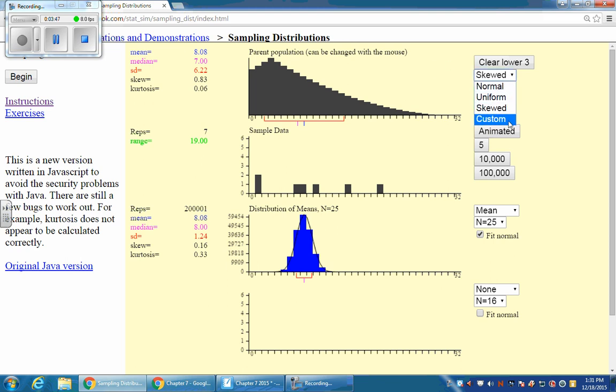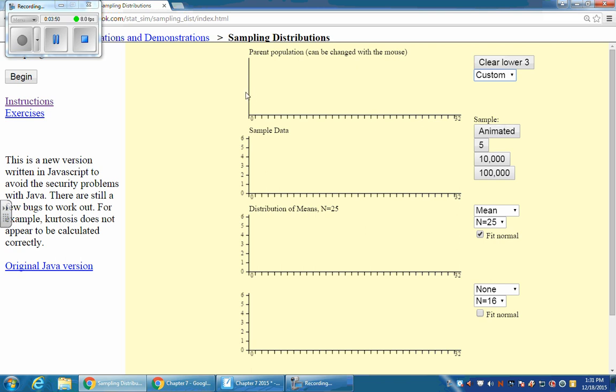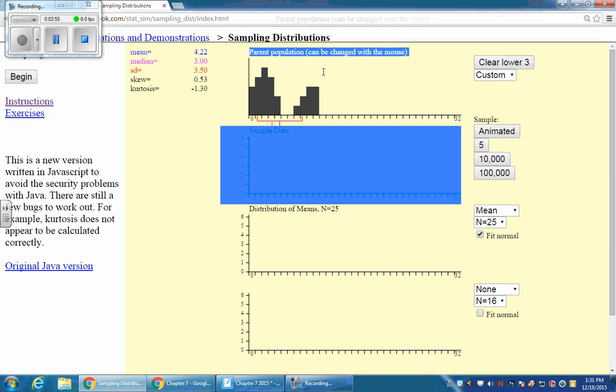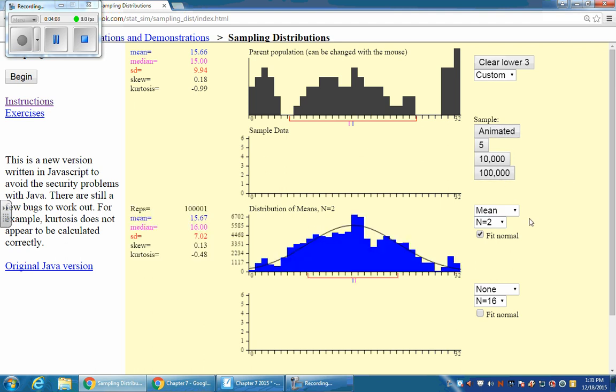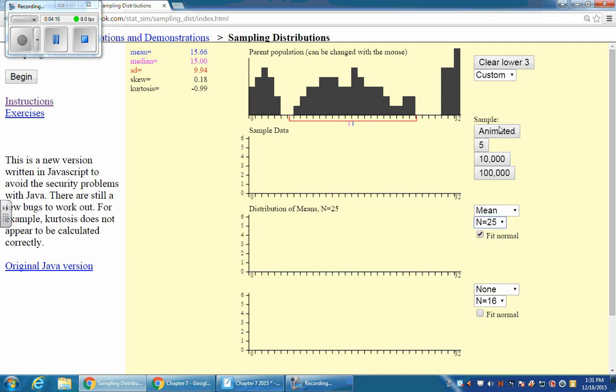Now let's do something even crazier. This one still amazes me. If I want to make my own parent population, if I do something like this, there's a gap in the data, it comes down, and then it comes up there. So this is a weird distribution. If I go to n equals 2 and animate it, and I do 100,000, our sampling distribution is just kind of all over the board. Now, if I switch that to a higher number and animate it, you'd see 25 things drop. But if I do 10,000, it's going to be a nice normal distribution, which is just amazing.